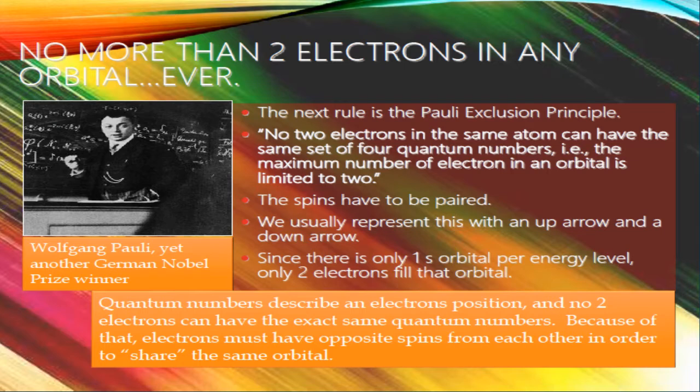The next rule is the Pauli exclusion principle. It states that no 2 electrons in the same atom can have the same set of 4 quantum numbers. That is, the maximum number of electrons in an orbital is limited to 2, and the spins have to be paired. We usually represent this with an up arrow and a down arrow. Since there is only one 1s orbital per energy level, only 2 electrons fill that orbital.